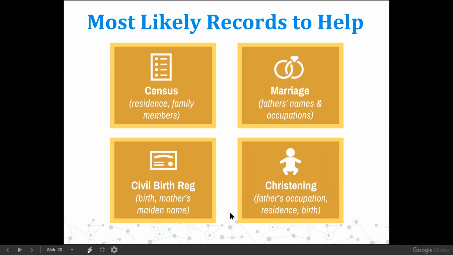And then finally, christening records kept by the church. In addition to the christening date, they will list the father's occupation, list the residence of the family, and sometimes they'll even have the exact birth date. The curate or the clergyman might have written the birth date out in the margin of the christening record. They weren't required to, but that's often a nice bonus. So these are the most likely records that will help us get the information that we're looking for today.